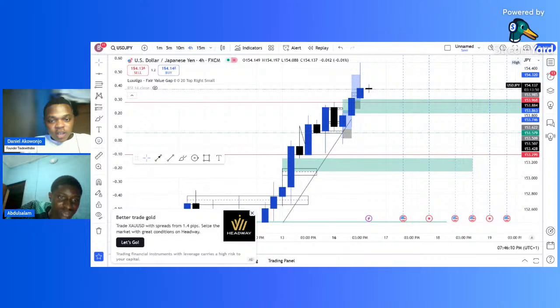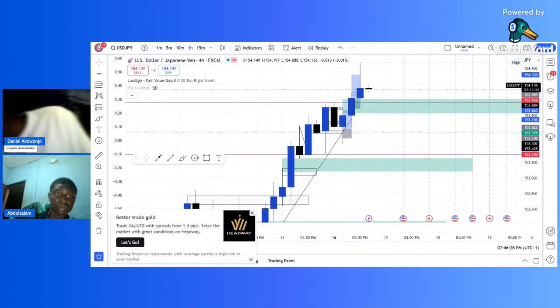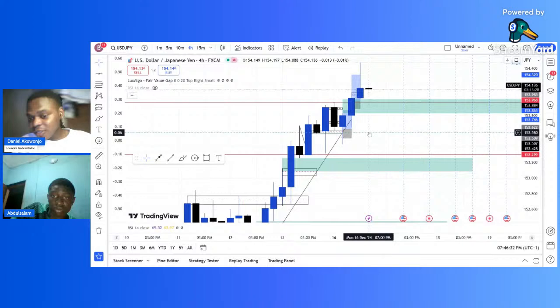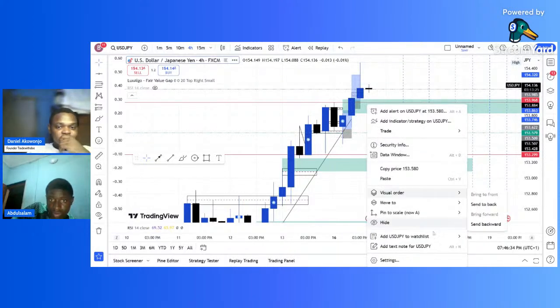I can't get you. I did not get you. I'm sorry, I didn't get you. Can you remove the fair value gap stuff, so we need to see clearly, right? Like, is it the art or what? Okay, the fair value gap. Yes, the fair value gap.